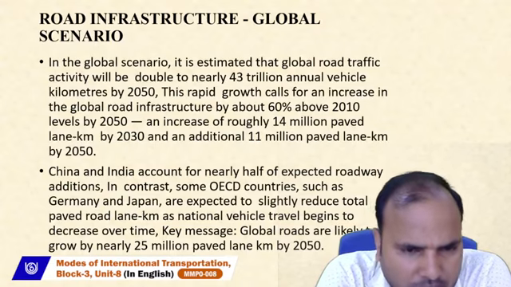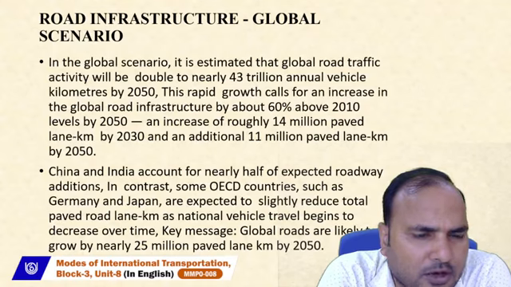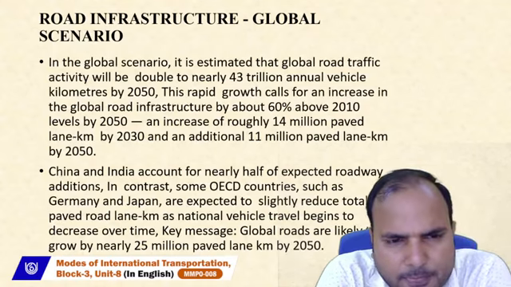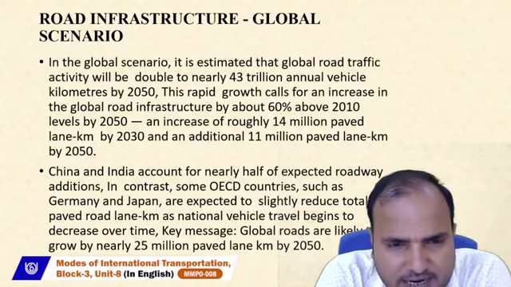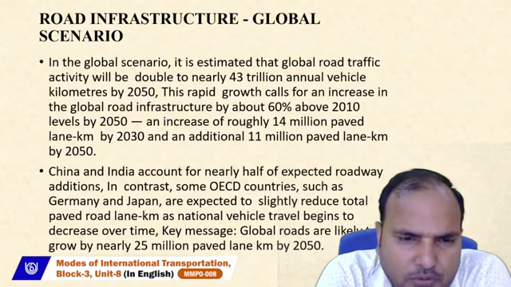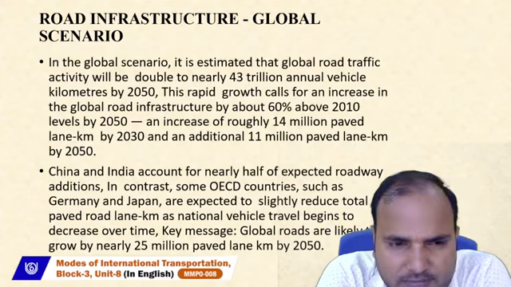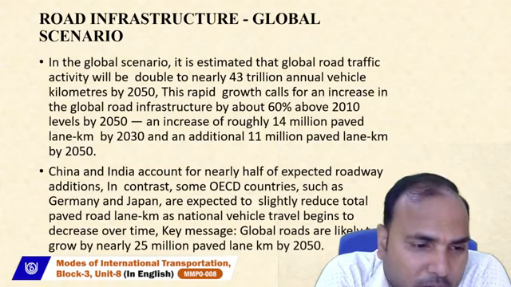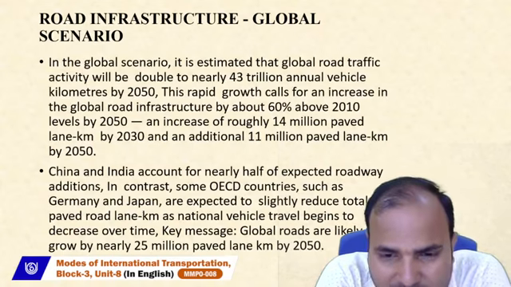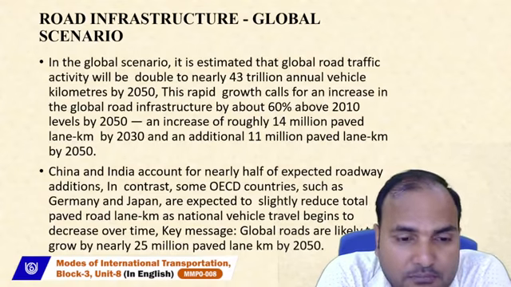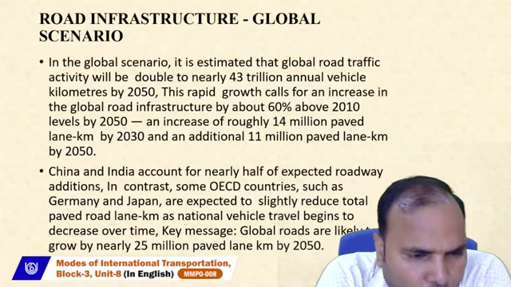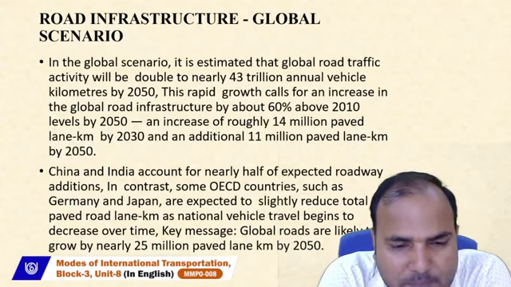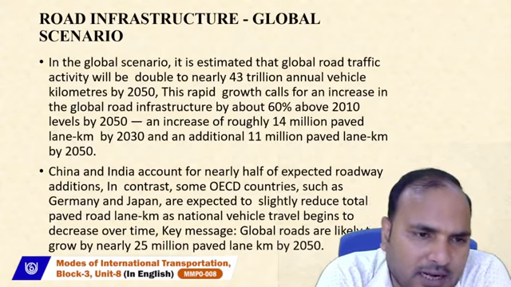One important concept: China and India account for nearly half of the expected roadway additions. In contrast, some of the OECD countries such as Germany and Japan are expected to slightly reduce their total paved road lane kilometers as national vehicle travel begins to decrease over time. So the key message here: global roads are likely to grow by nearly 25 million paved lane kilometers by 2050.